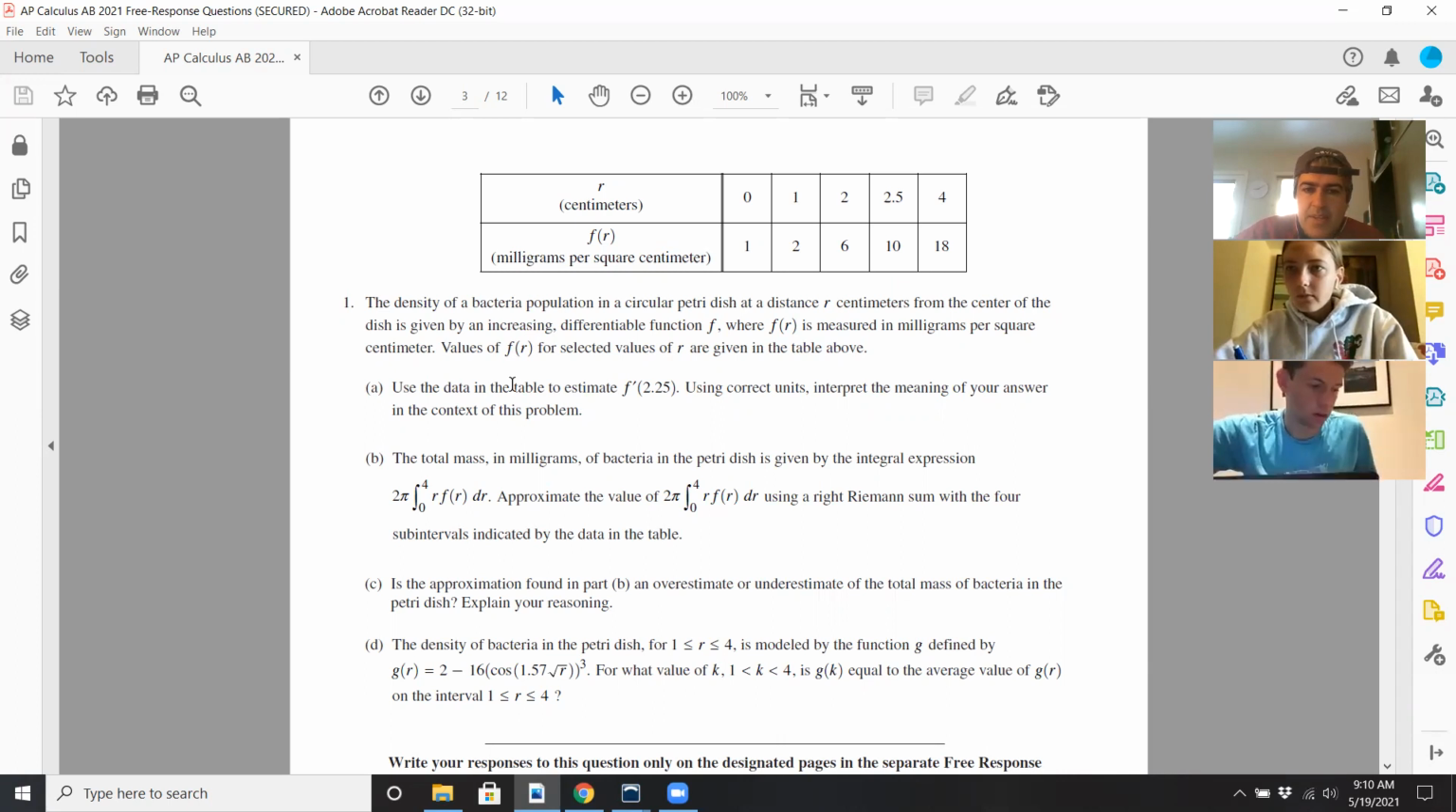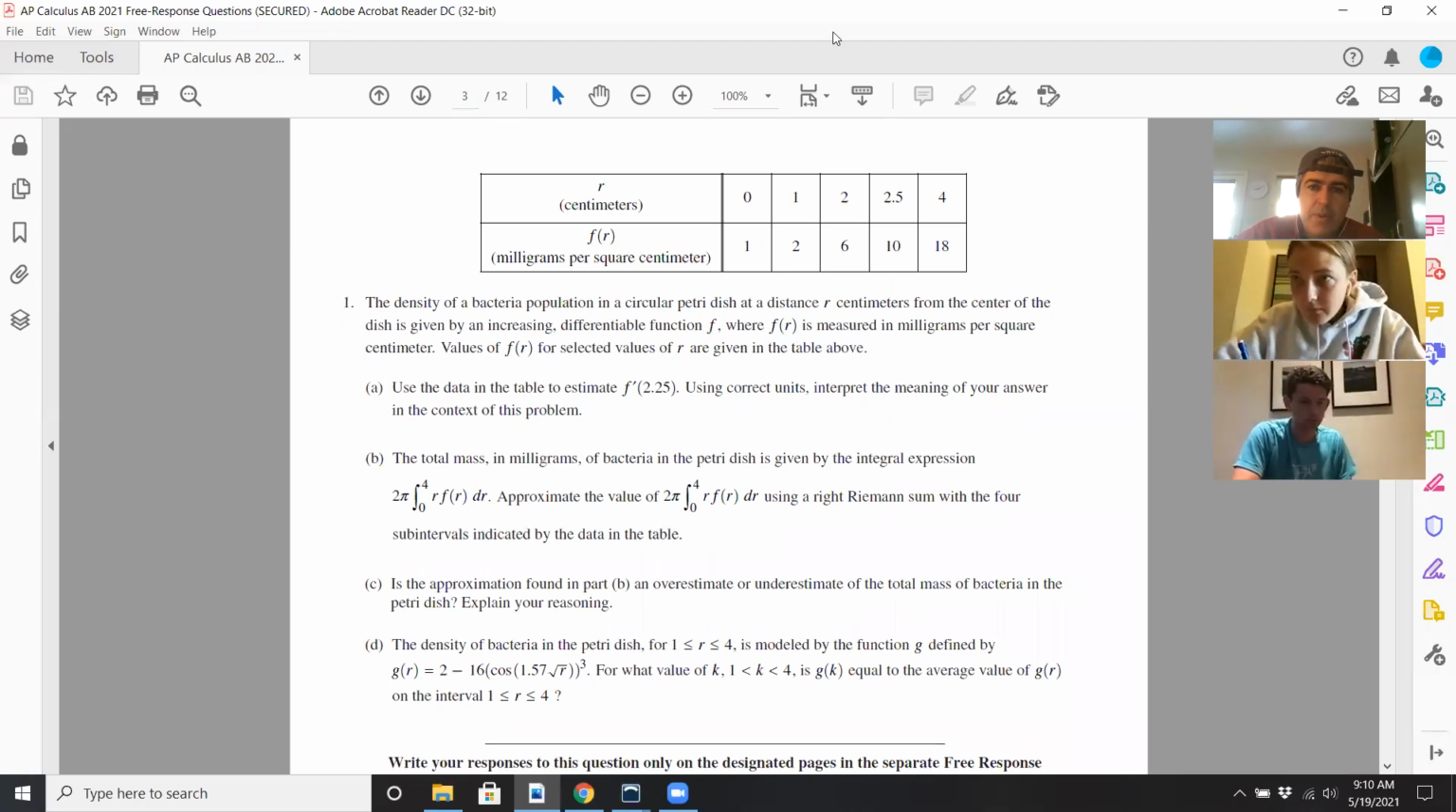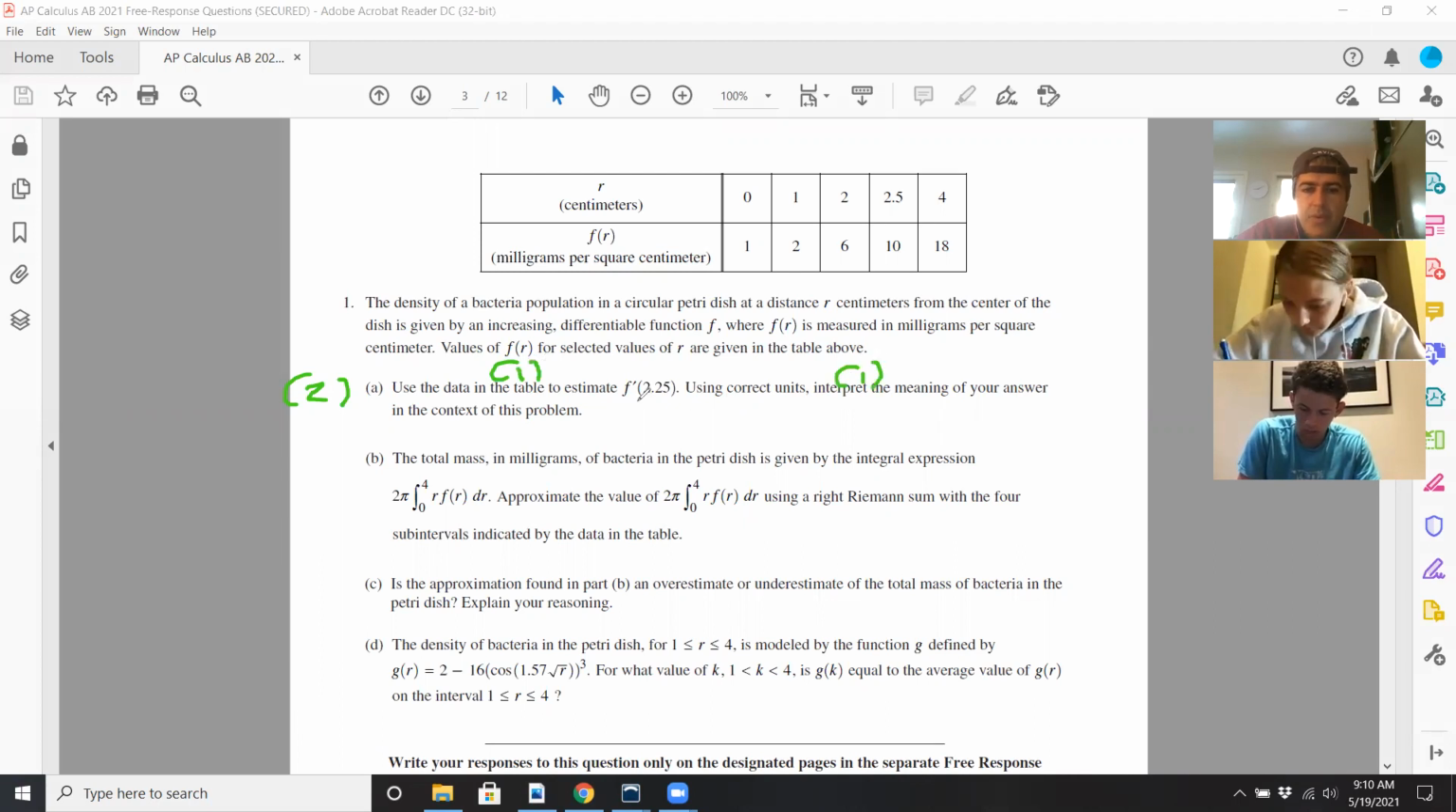So use the data in the table to estimate F prime of 2.25, using correct units, and explain the meaning of your answer in the context of this problem. My guess is it's worth probably 2 points. Probably 1 point for estimating and 1 point for interpreting. Okay, so 2.25. We don't see 2.25 in the table, but we do see 2 and 2.5.